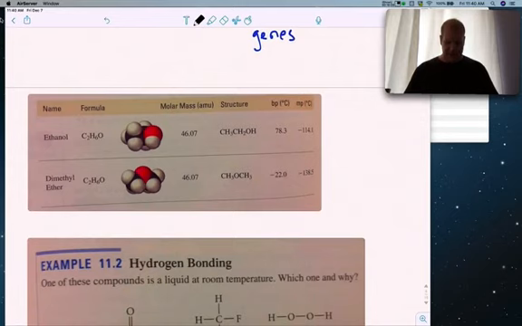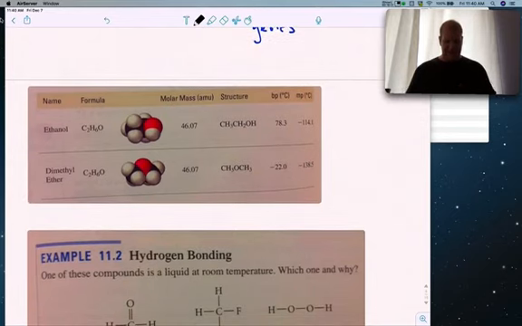So okay, I told you that hydrogen bonds are special. They're dipole-dipole forces.